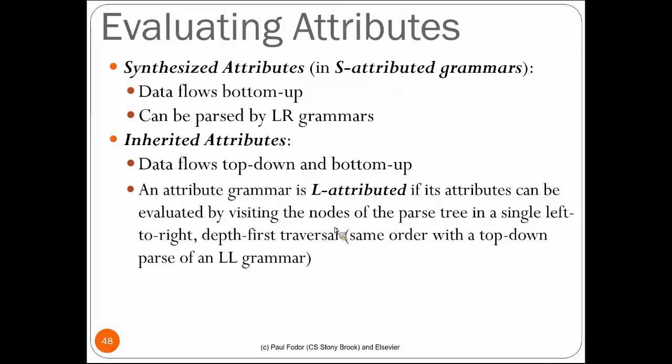So there are two types of attributed grammars: synthesized attributed grammars, or S-attributed grammars, where all the attributes are synthesized from bottom to top. They can be parsed by LR grammars. And inherited attributes, where the data flows top to bottom and bottom to top. So an attribute grammar is LL attributed if its attributes can be evaluated by visiting the nodes in a parse tree in a single left to right depth first order, which is the same as the parsing of an LL grammar.